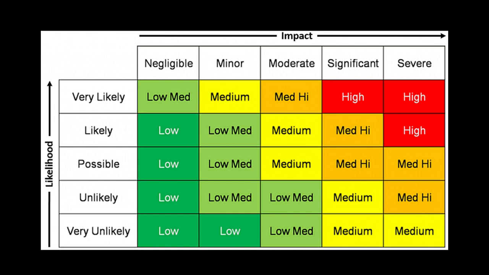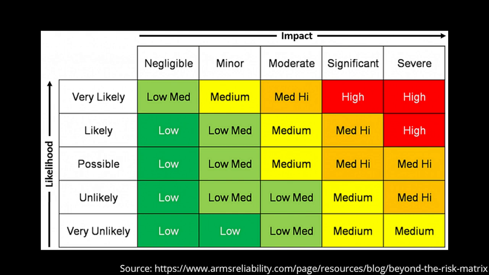Intelligence and security agencies use some version of a risk matrix like this one. On one axis you have the impact of the event, going from negligible to severe, and on the other axis you have the likelihood of the event, from things that are very unlikely to things that are very likely. The agents then try to classify different events based on the matrix above and plan accordingly.